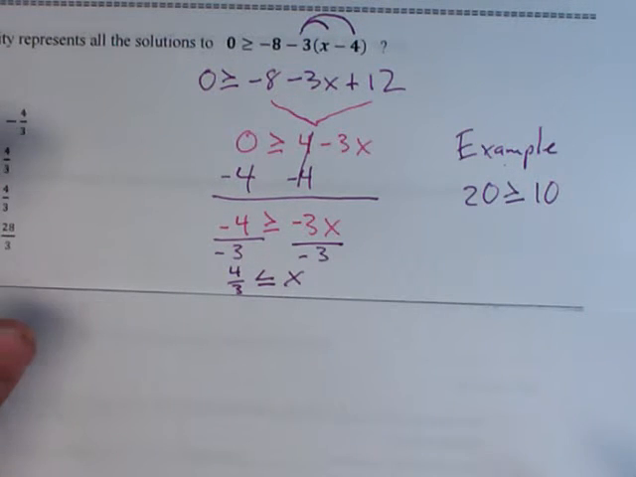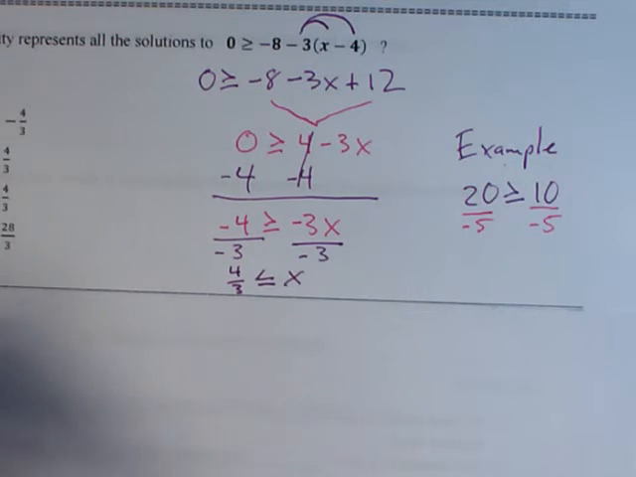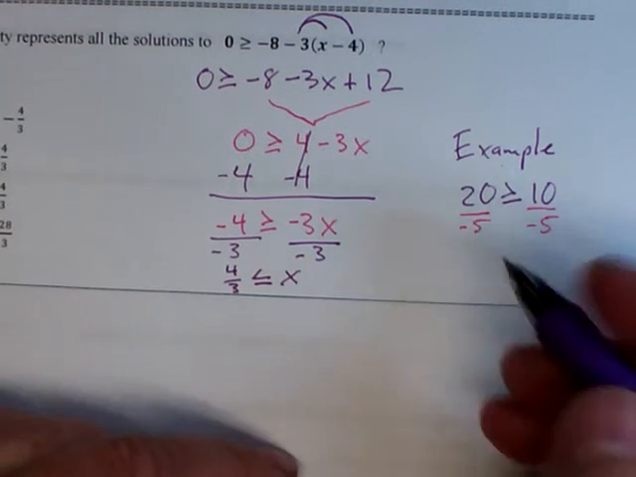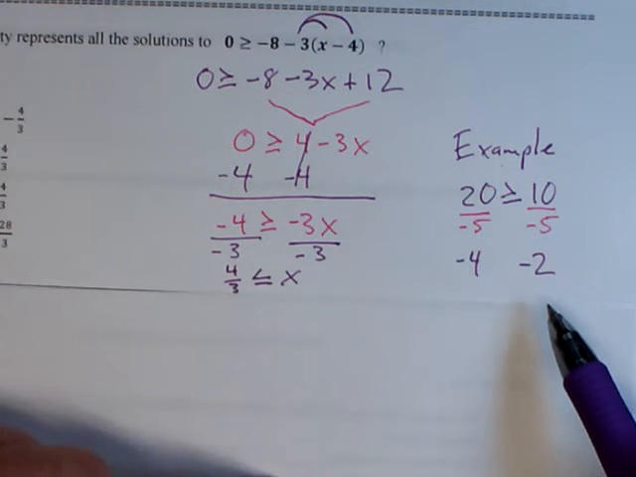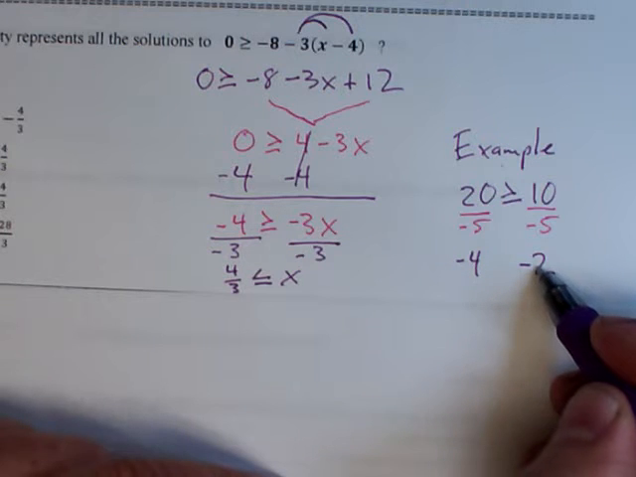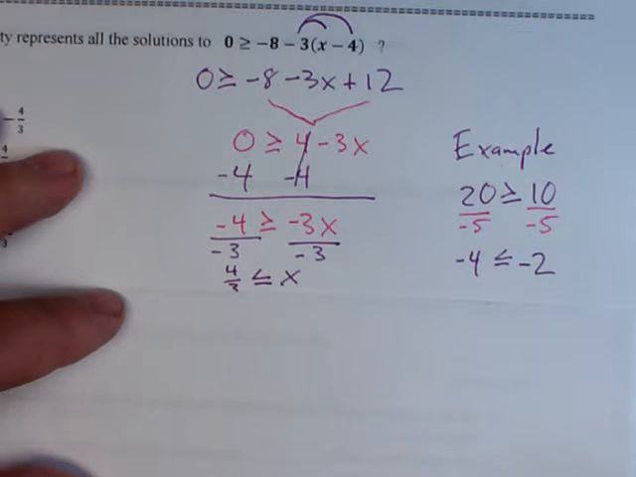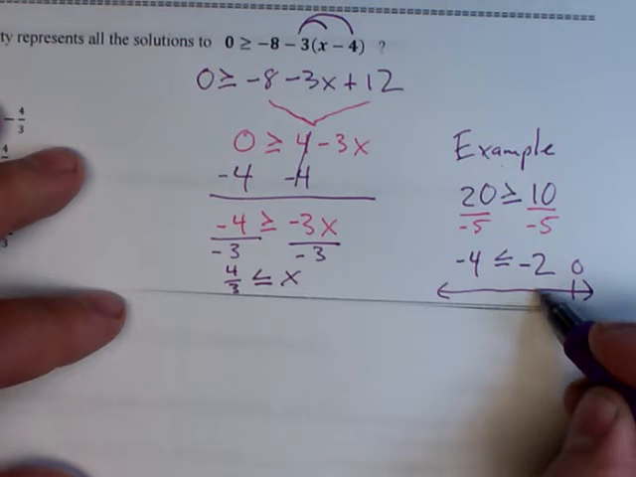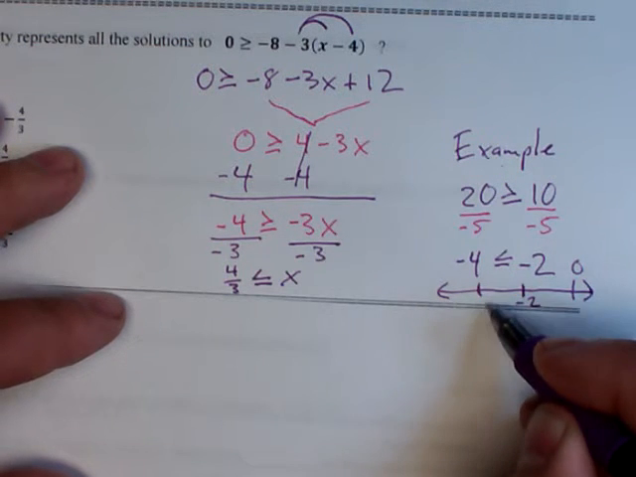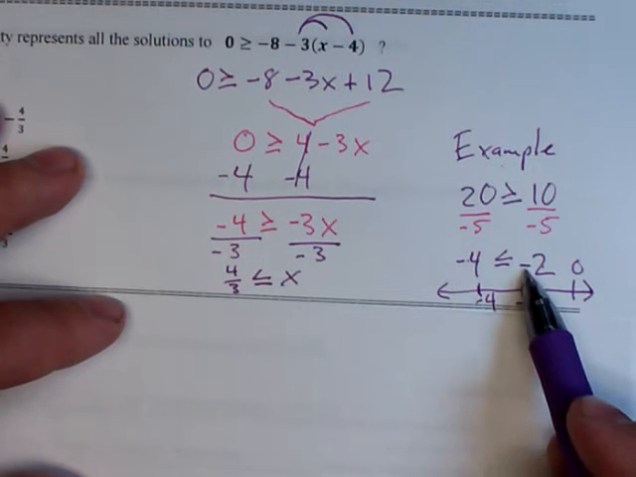If I divide by negative 5, this becomes negative 4, and this becomes negative 2. Which one of these is greater? The minus 2 is. And when you're thinking about greater than, you can think about the number line. So if here's 0, here's minus 2, and here's minus 4, you can see that minus 2 is on the right of minus 4. So that's why this symbol is switched.